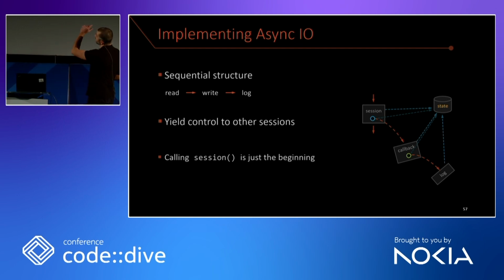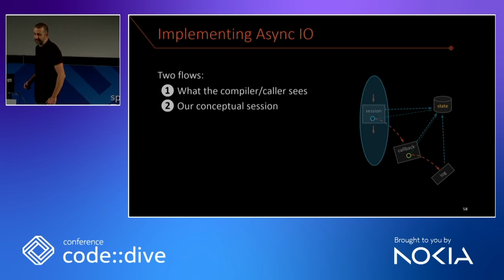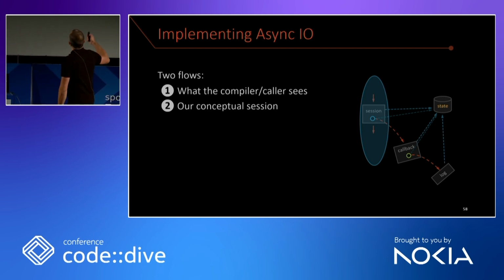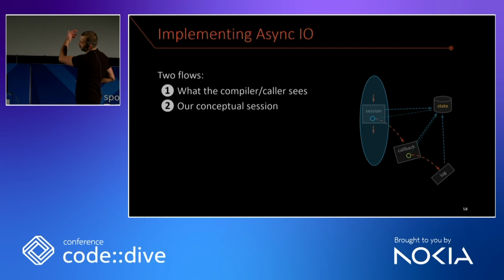And the calling function, the function session, is just a tiny bit of the function. The rest is in the callbacks. And we are telling two stories, actually. One story, the short one, is the one that the compiler sees, the normal returns, the synchronous returns from the function. It's what the caller sees, what the compiler sees, what the debugger sees. The debugger will be able to help you with this part.